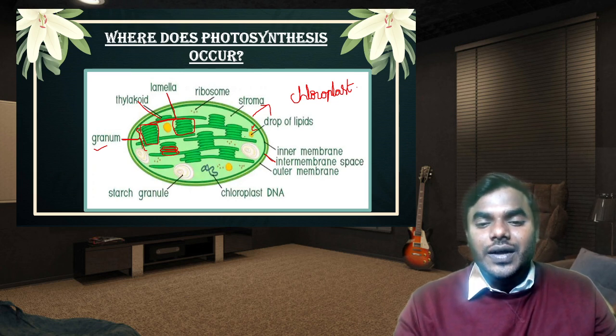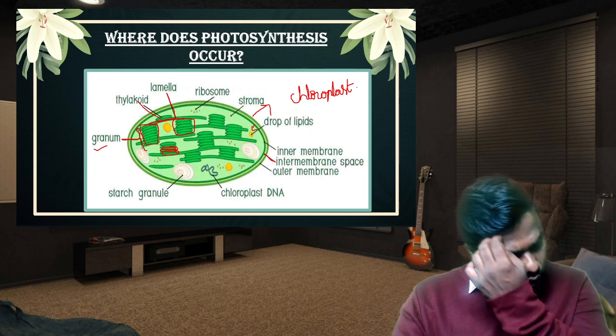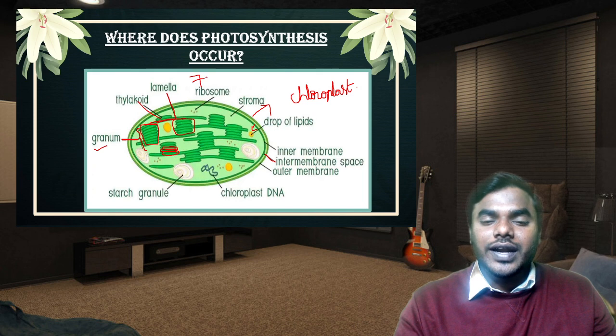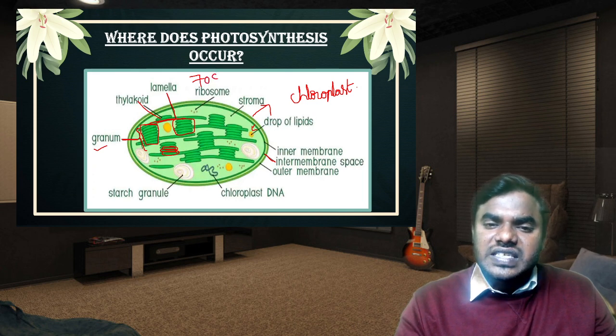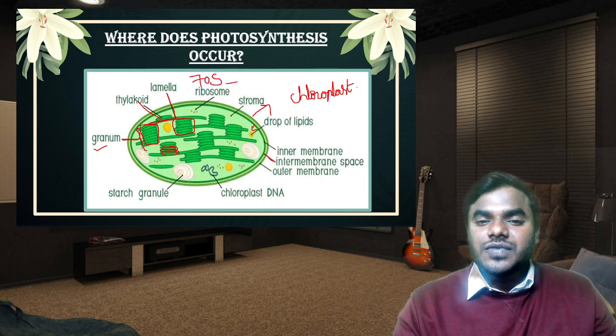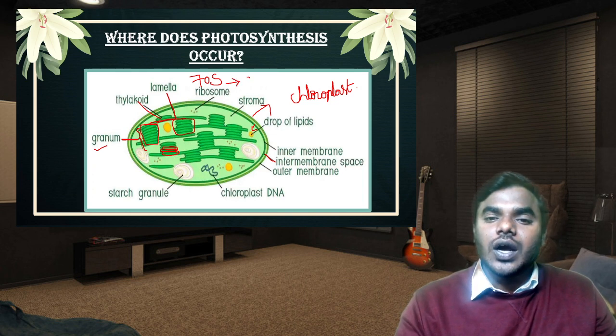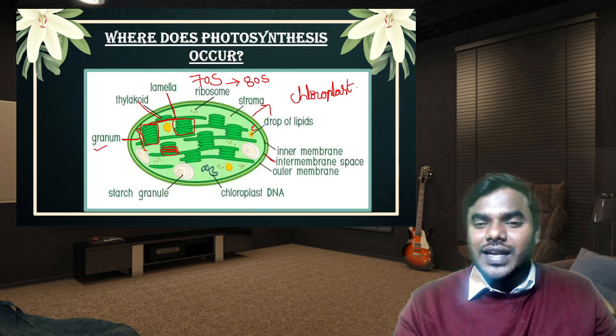And what else does the chloroplast consist of? You are able to see, friends, the chloroplast consists of ribosomes. We all know, right? What kind of ribosomes? 70S. And most of the students will get a confusion, or a doubt. What is the doubt? Originally the chloroplast is present in eukaryotic organisms, so it should contain 80S.